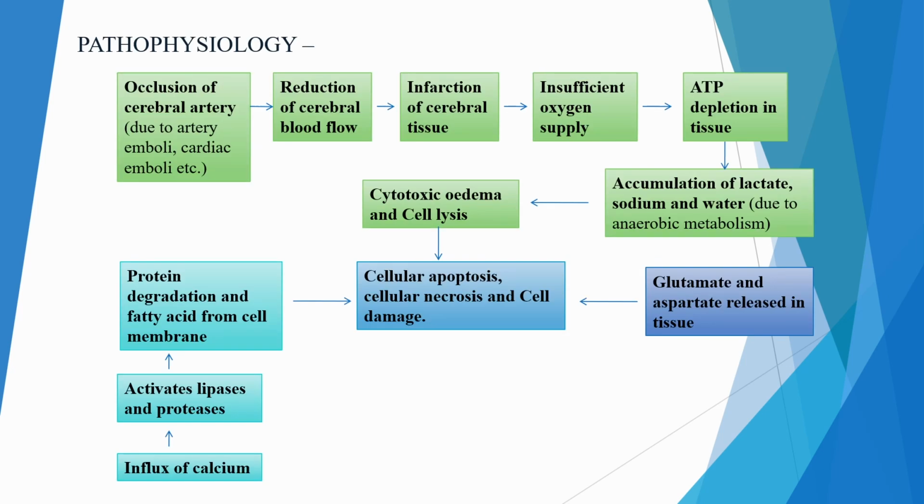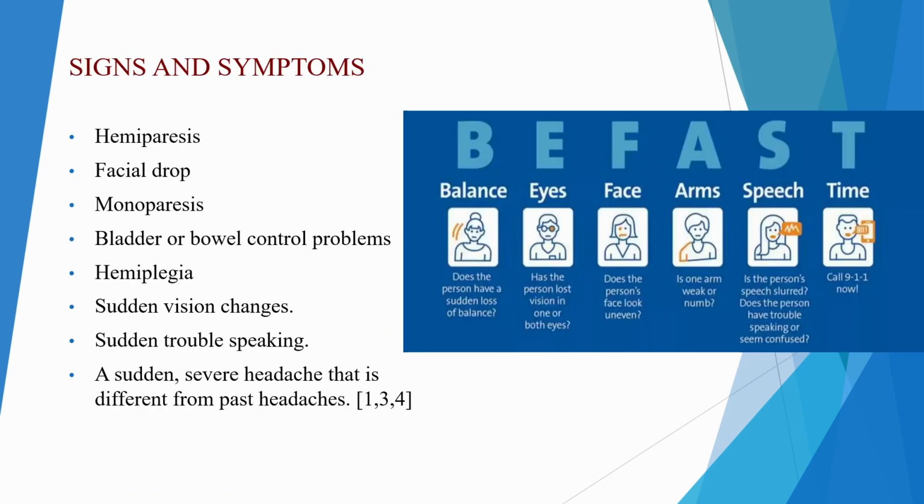Pathophysiology. An ischemic stroke leads to reduced blood flow, tissue infarction, ATP depletion, and eventually cell death through apoptosis and necrosis, worsened by calcium influx and glutamate release. Signs and symptoms. These include sudden hemiparesis, facial droop, vision changes, speech difficulty, and severe headache.